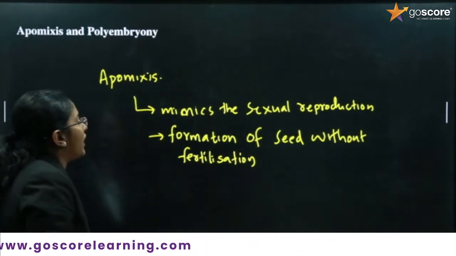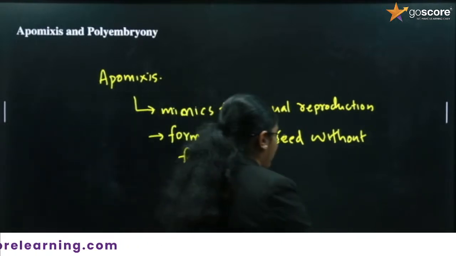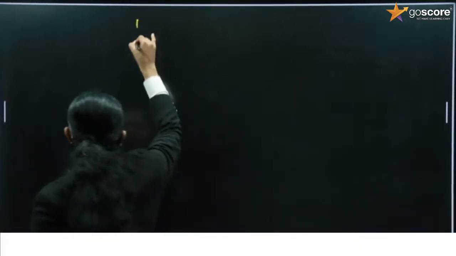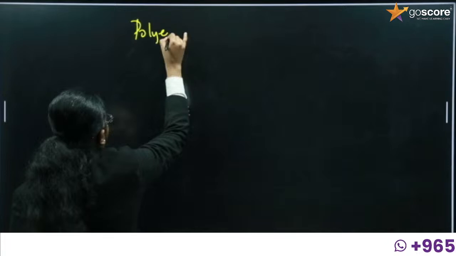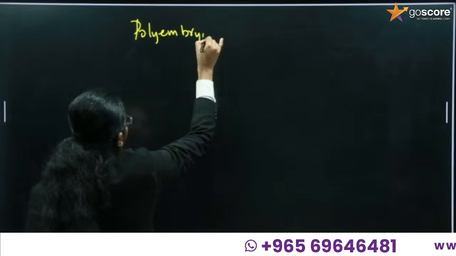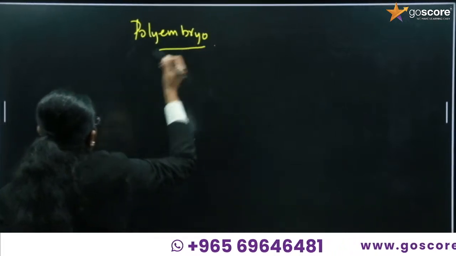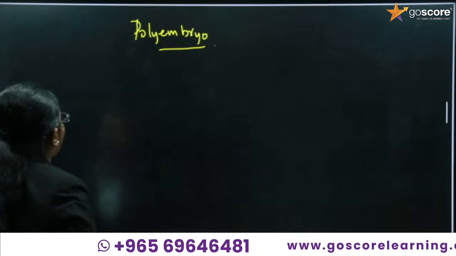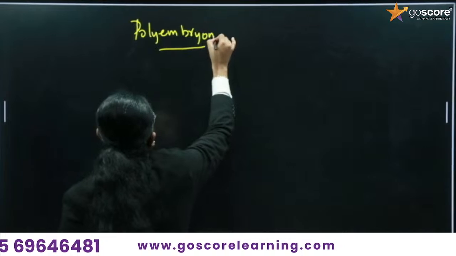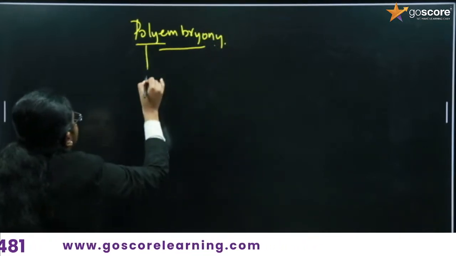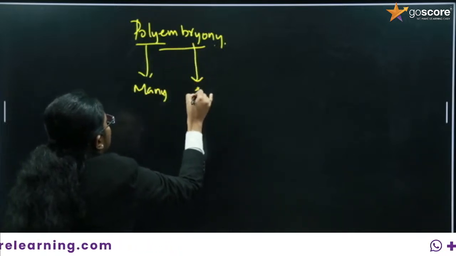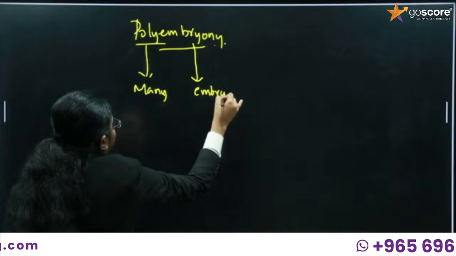Next we have to study polyembryony, the last topic. What is polyembryony? You can understand it from the word itself. What is the meaning of polyembryony? Poly means many. Embryony means the formation of embryo.